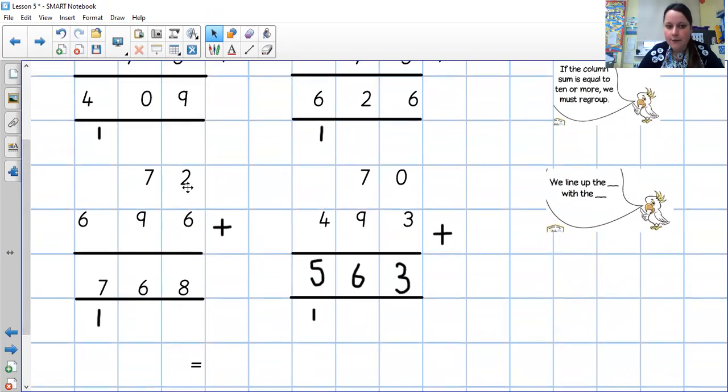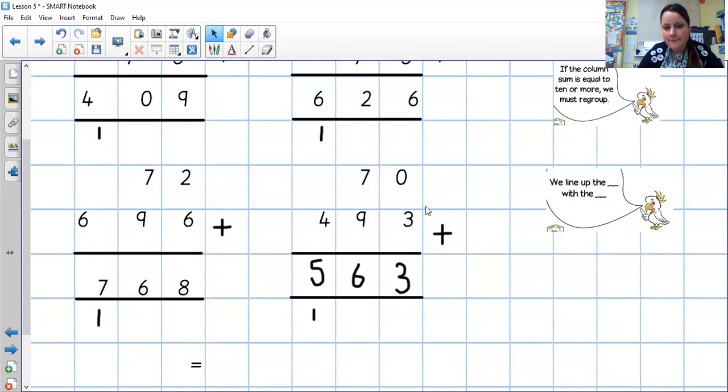Then we've got 72 add 696. So add our 1s first, 2 add 6 equals 8. Then add our 10s, 70 add 90, so 7 10s add 9 10s equals 16 10s. So we regroup our 16 10s into 100 and 6 10s. Then we're going to add our hundreds, 600 add 100 equals 700.